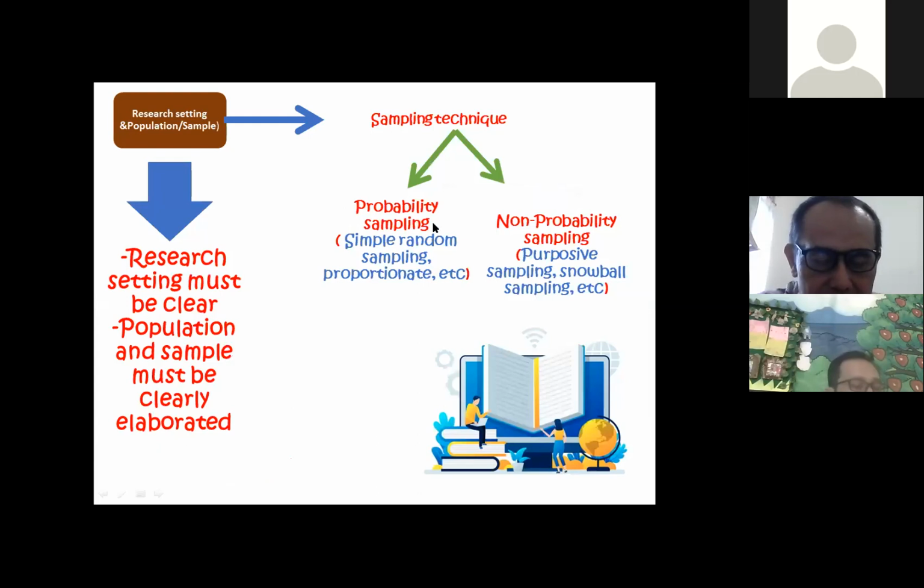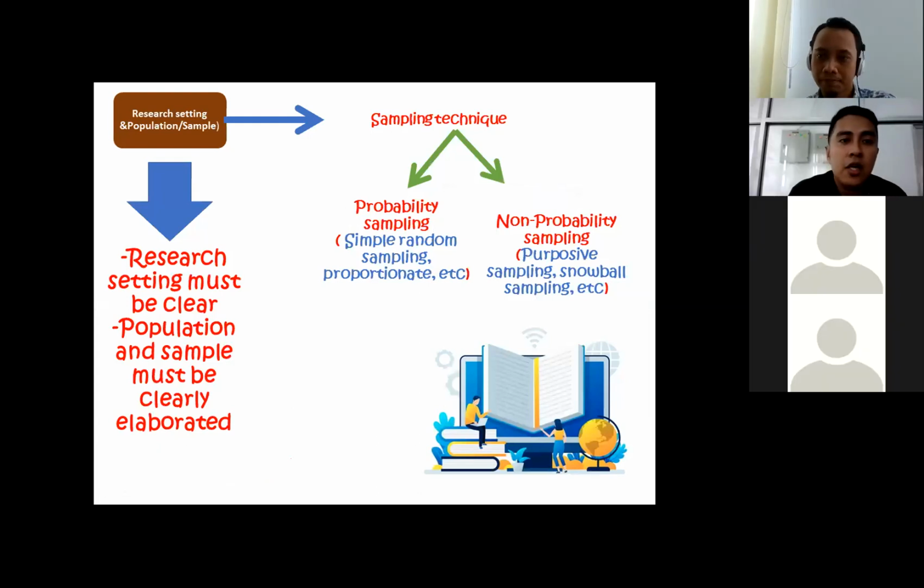And the next one is the research setting, population and sample. The research setting depends on the university itself, because several universities allow students to state the research setting clearly. For example, I conduct the research in SMA Negeri, contohnya SMA Negeri 13 Bengkulu. But for me, because I was at UPI, we were not allowed to state it clearly; we just say we conduct the research in one of the senior high schools in Bengkulu.